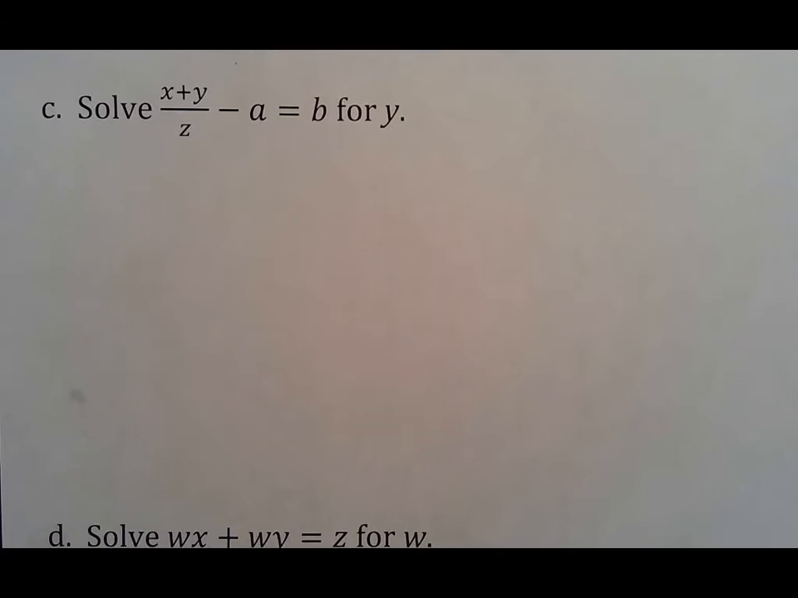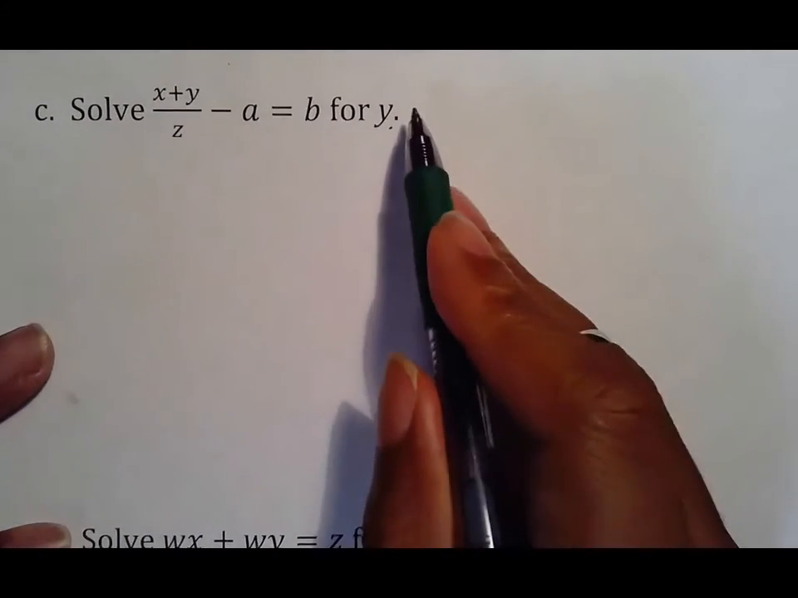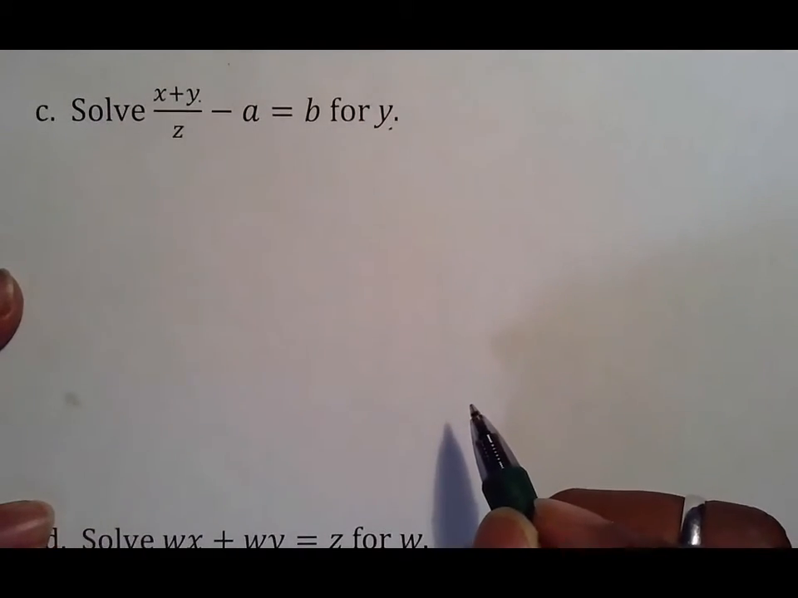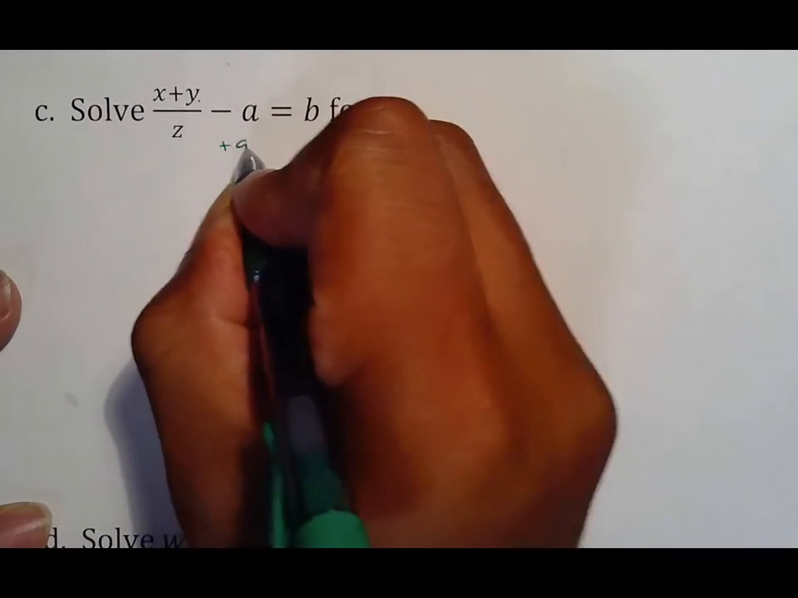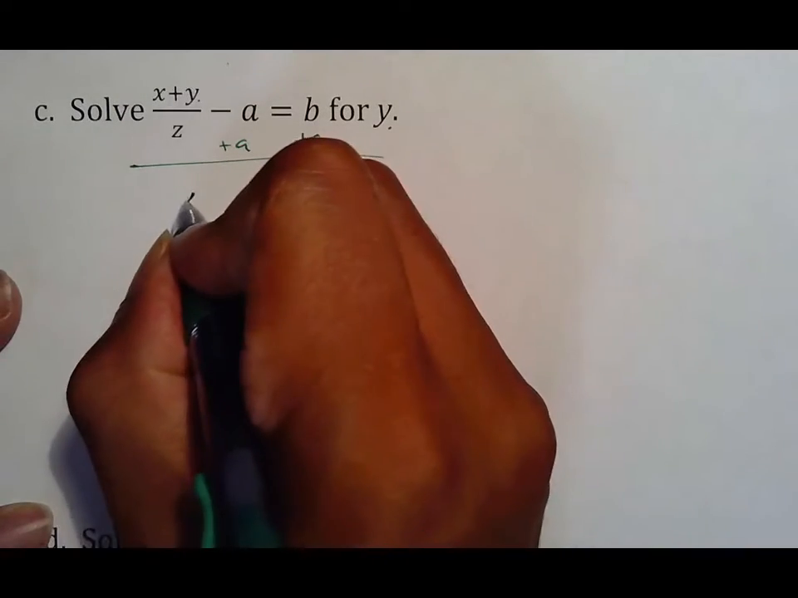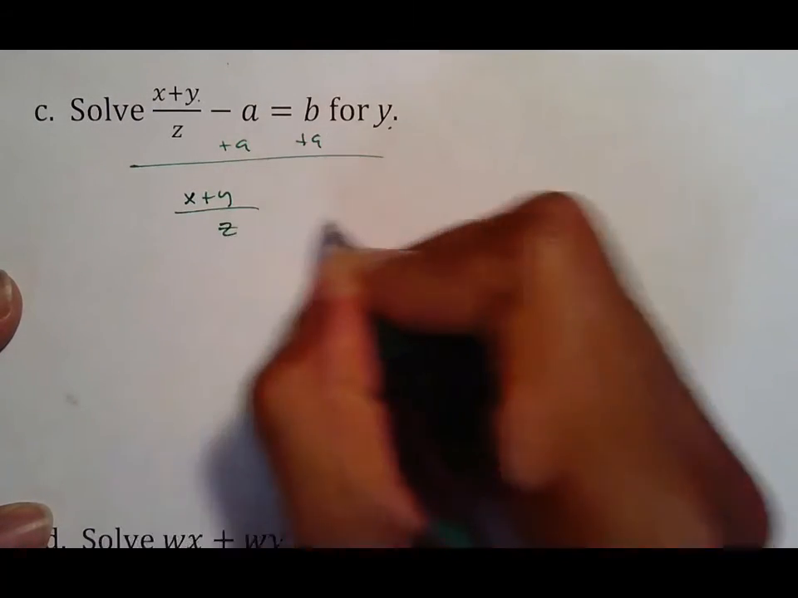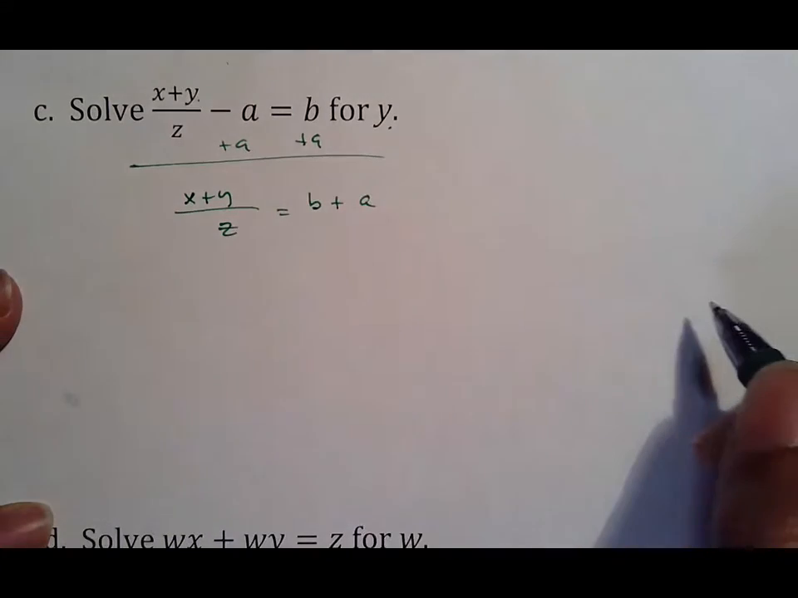Solve xy over z minus a for y. Again, this means I want y by itself, which means this is what's important. In this problem here, the furthest thing from y is a. So what I'm going to do is get rid of a by adding it. So I end up with xy over z, a is gone, equals b plus a.